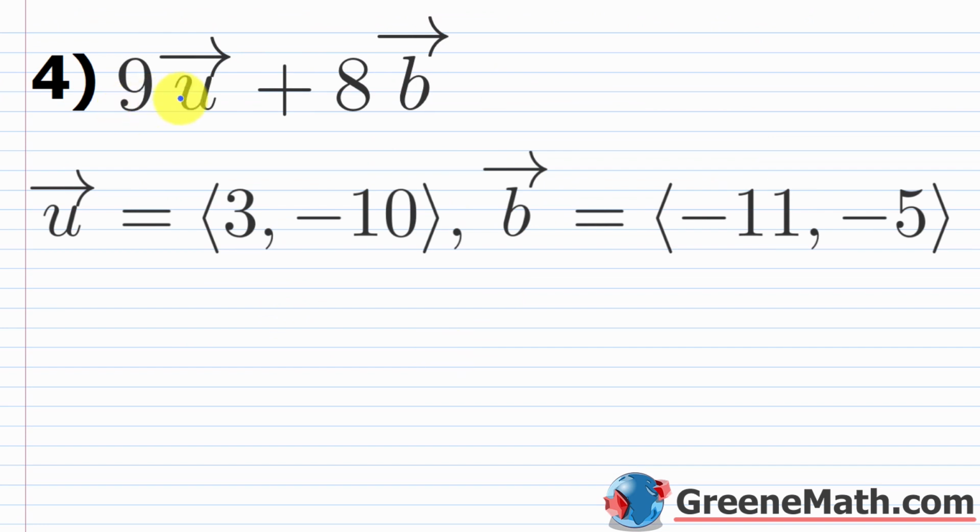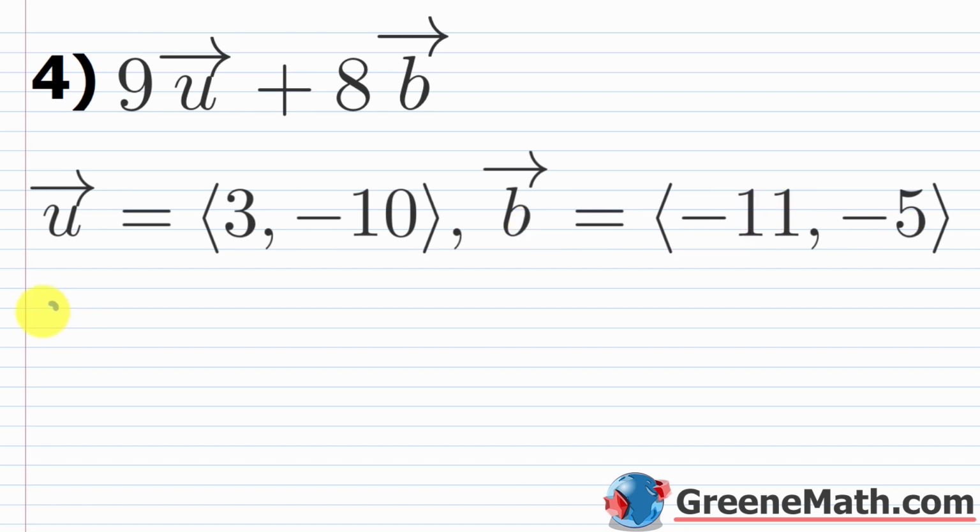So we have 9 times the vector u plus 8 times the vector b. I'm going to go a little bit faster on this one because it's a very simple concept overall. You have your vector u given in component form. The horizontal component is 3. The vertical component is -10. Again, the vector b, also given in component form, the horizontal component is -11, and the vertical component is -5.